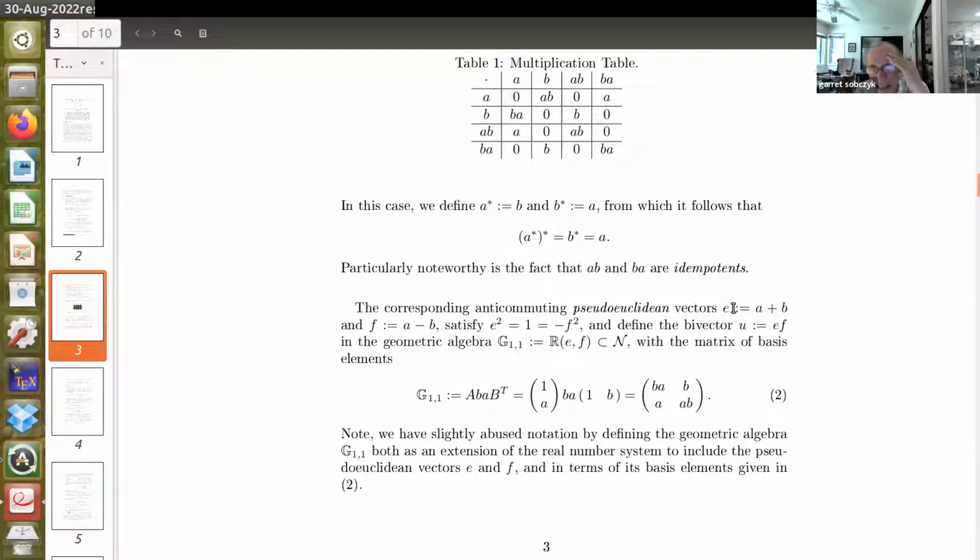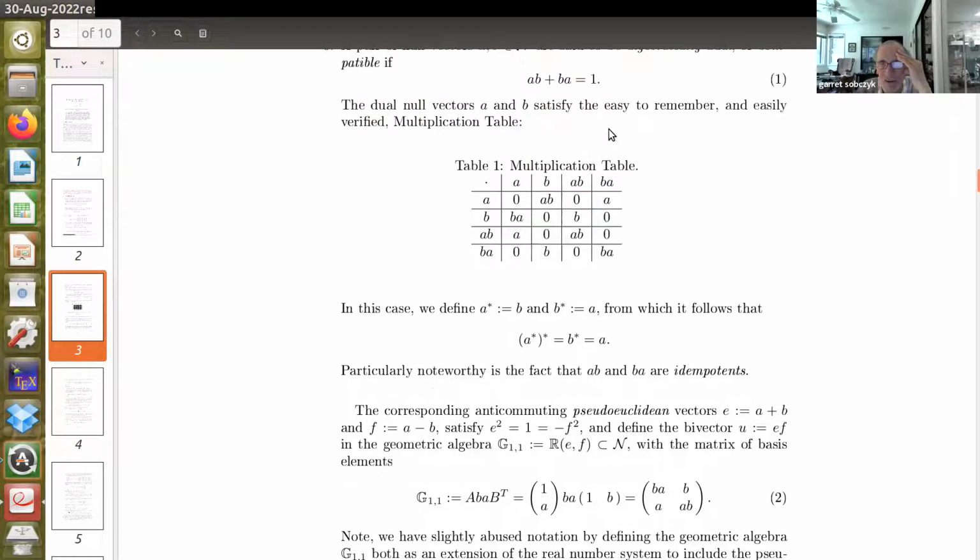And again, I didn't calculate it. If you calculate E times F, you'll see that E times F plus F times E is equal to 0, again, by using this basic multiplication table. It's very easy to do. Calculate EF and FE, and you'll see that EF is equal to minus FE. So they're anti-commuting vectors. And that's what generates the bivector EF. There's a bivector now in the Clifford algebra.